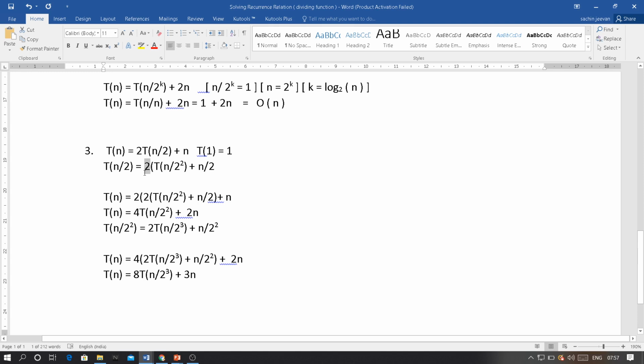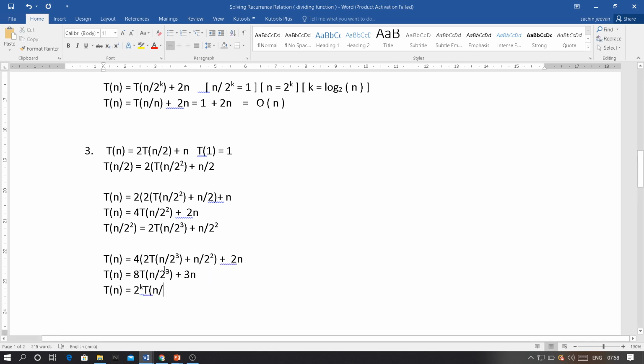Because here 2 power 1, here 2 power 2, here 2 power 3. So 3 is the number of steps we are carrying out. So this can be taken as 2 power k. So T of n, when we are generalizing, is equal to 2 power k multiplied by T of n divided by, again 2 power 3. So 3 is what we have made as k.